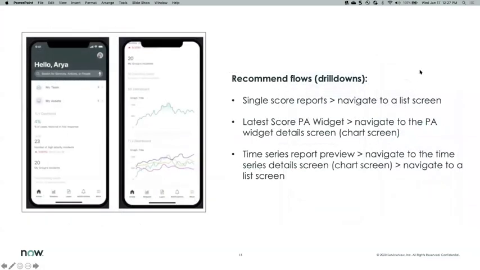So the recommended flows, we talked about this a little bit before. From a single score report, it would navigate to a list view, which is a list screen. The latest score PA widget would navigate to the widget detail screen, which we talked about as the chart screen. A time series report would navigate to the time series screen, which is where you can interact with it, and then it would navigate to the list screen, which would be the actual list of, in this case, incidents that you were looking at on that time series. Understand that if you click on a particular point in that time series, that is not the list view you will see. You'll see all of what makes up that particular time series chart.